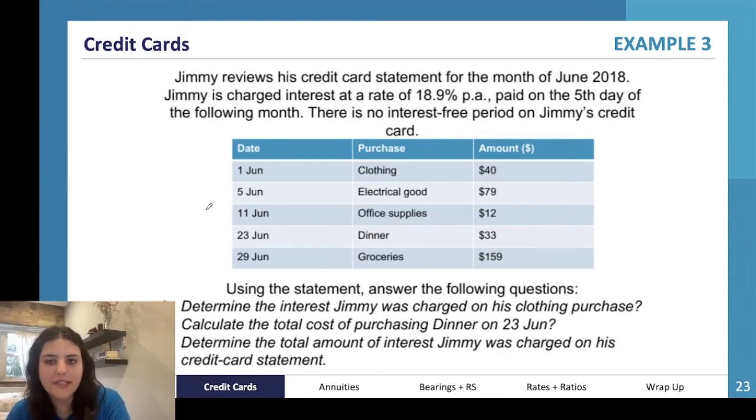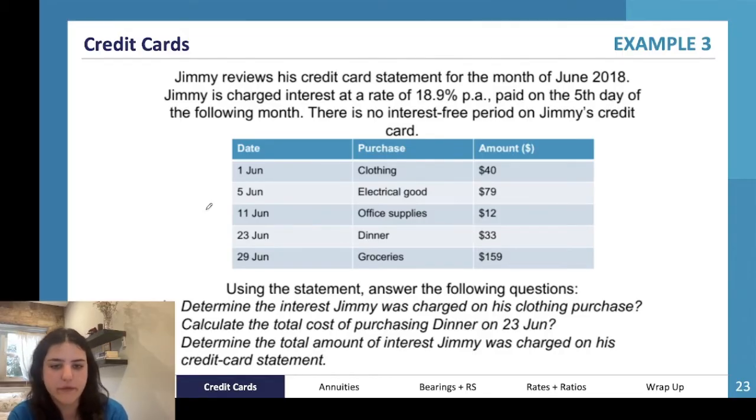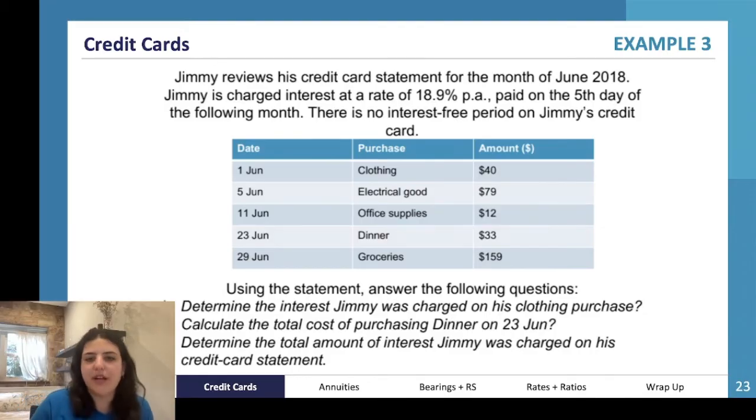Jimmy reviews his credit card statement for the month of June 2018. Jimmy is charged interest at a rate of 18.9% per annum, paid on the fifth day of the following month. There is no interest-free period on Jimmy's credit card. Okay, so we can see we've got 5 different purchases. We've got clothing for $40 on the 1st of June, an electrical good for $79 on the 5th of June, office supplies for $12 on the 11th of June, $33 for dinner on the 23rd of June, and then groceries for $159 on the 29th of June. Using the statement, answer the following questions. Determine the interest Jimmy was charged on his clothing purchase. So we'll do that one first.